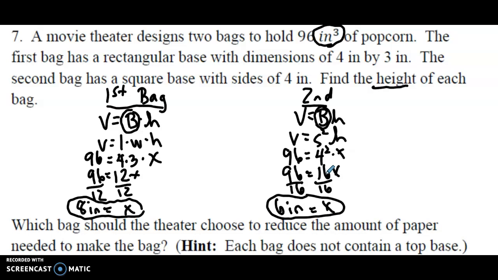We are not going to do the bottom part of this. I just want to make sure that you can use the formula to find one of the missing pieces when given the volume, because I think you're going to see that on your quiz. Hint, hint.